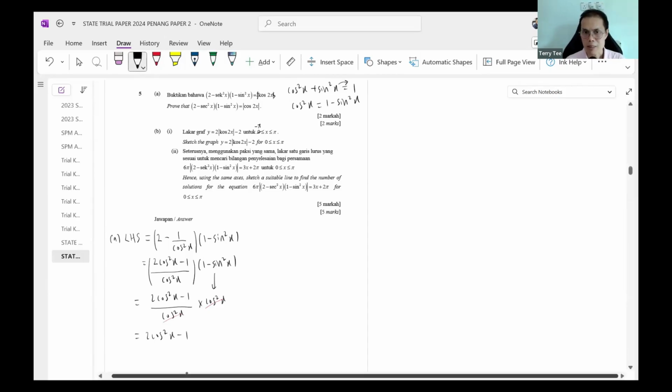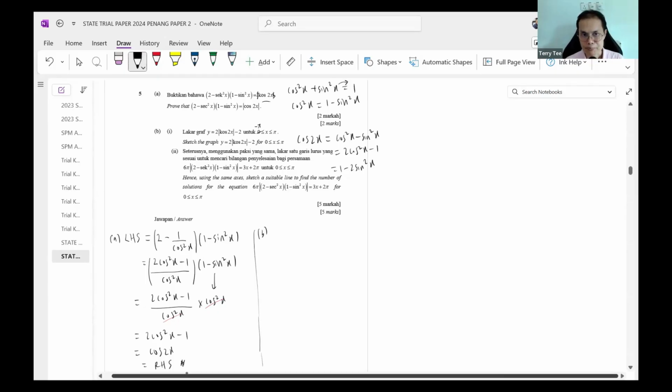Now, this 2 cos square x minus 1 is one of the formulas for cos 2x. Cos 2x has 3 versions: cos square minus sine square, this is the first version. Second one is 2 cos square x minus 1. The third one is 1 minus 2 sine square. I hope you remember, the formula is given in the exam anyway. So we can straight away convert this to cos 2x, and that is equal to your right hand side. All right, part A, we are done.